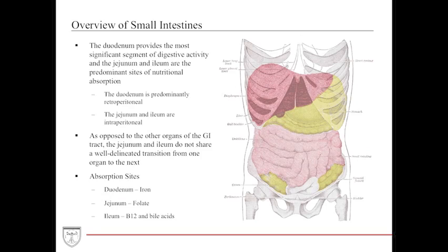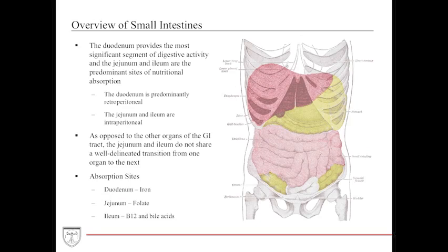The duodenum is a predominantly retroperitoneal structure, however, the jejunum and the ileum are intraperitoneal organs. And as opposed to the other organs in the GI tract, the esophagus, stomach, and colon, where you're able to figure out exactly where one starts and one stops, the jejunum and ileum don't share this well-delineated transition from one organ to the next.